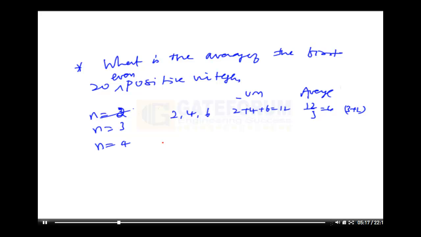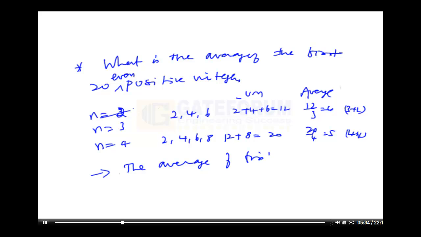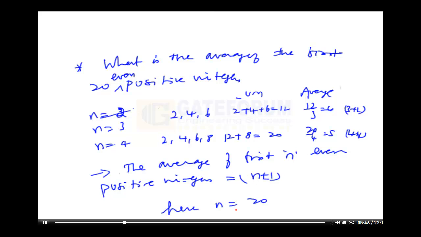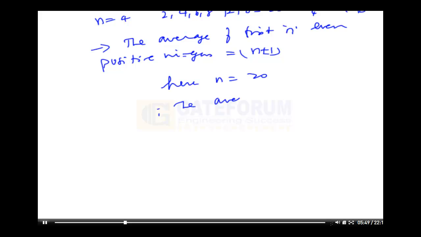Let us take the first four numbers, 2, 4, 6 and 8. So that will be 12 plus 8, 20, and the average will be 5, which is 4 plus 1. So we can generalize saying that the average of first n even positive integers is equal to n plus 1. Here n is equal to 20. Therefore, the average is 21.